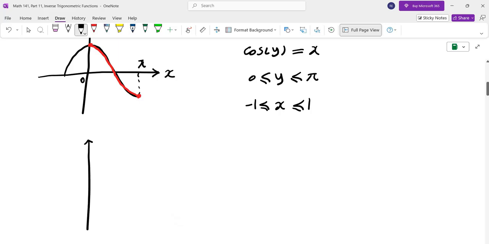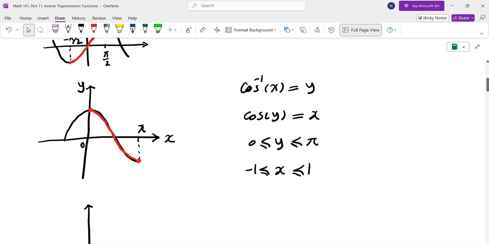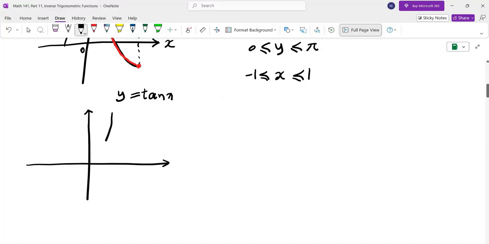So for tan inverse, this was the graph of cosine, and now the graph of tangent. I'm going to graph it here. It looks like this. There are asymptotes at pi over 2 and at negative pi over 2. This piece of it is in fact one-to-one, and there are copies on this side and on this side as well, but I'm not going to draw those.